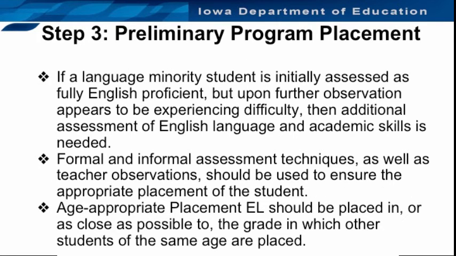Additionally, if a language minority student is initially assessed as fully English proficient, but upon further observation appears to be experiencing difficulty, then additional assessment of English language and academic skills is needed. Formal and informal assessment techniques as well as teacher observations should be used to ensure the appropriate placement of the student. Age-appropriate placement of English learners should be as close as possible to the grade in which other students of the same age are placed.